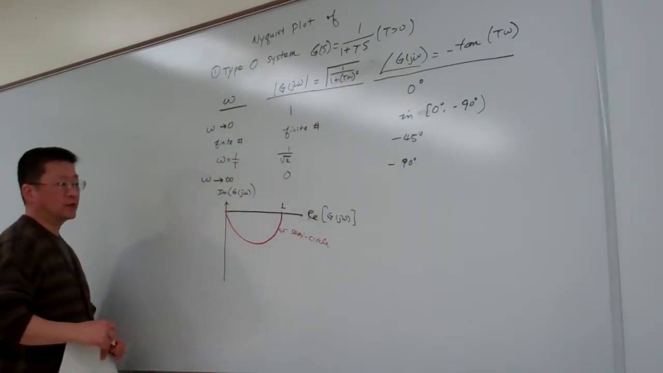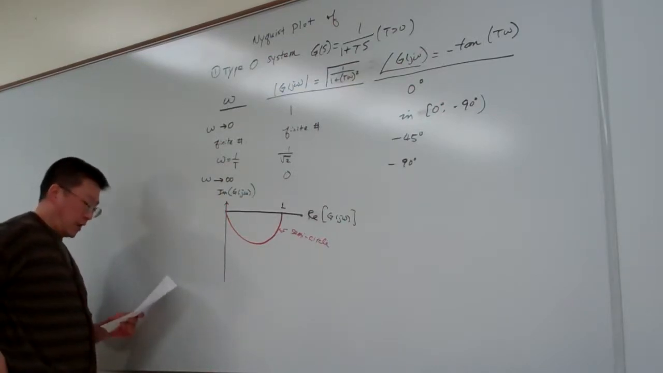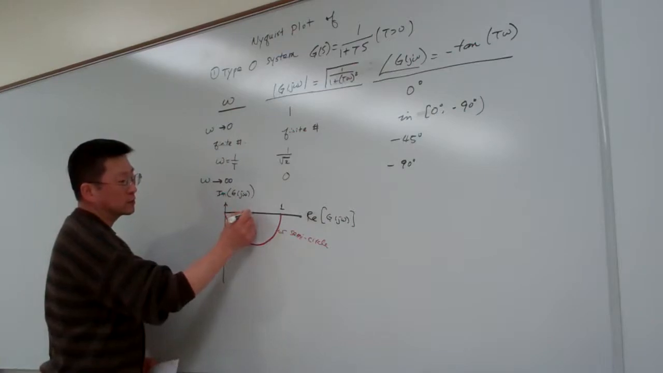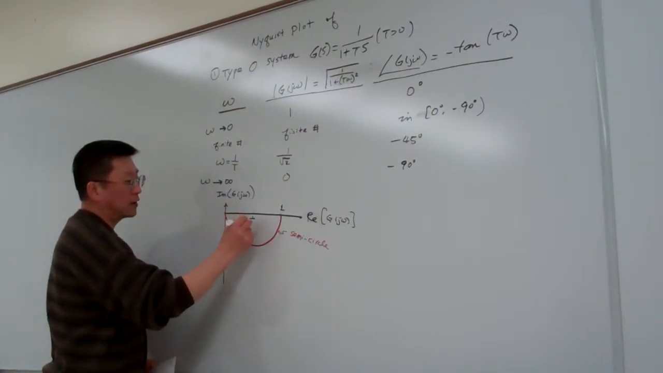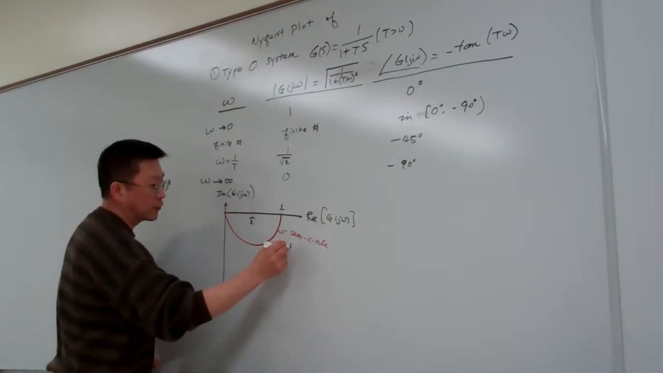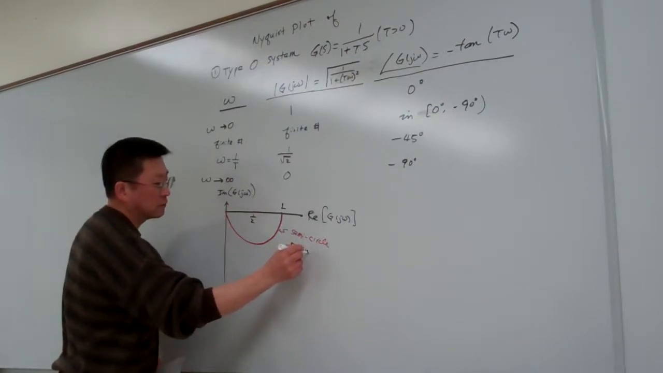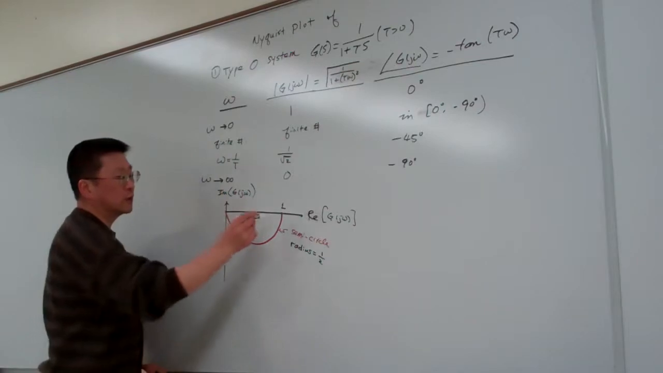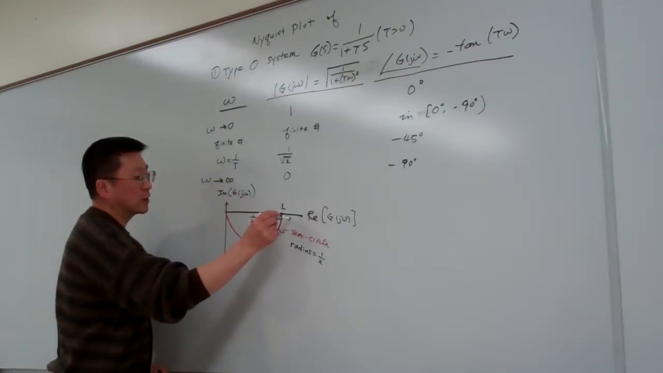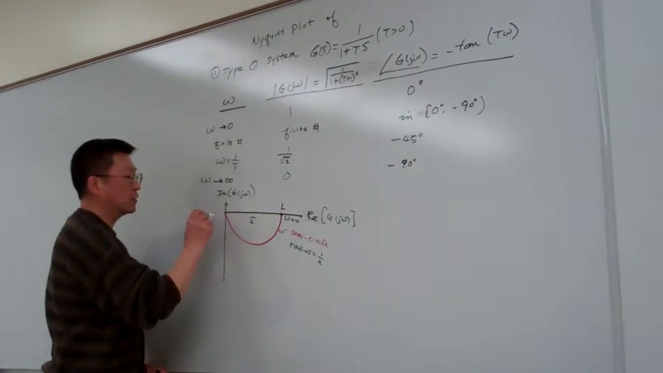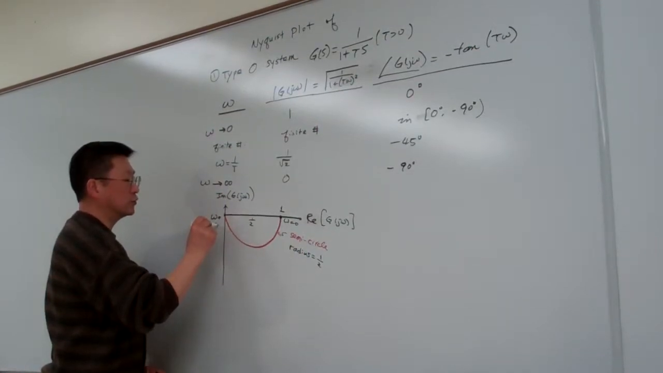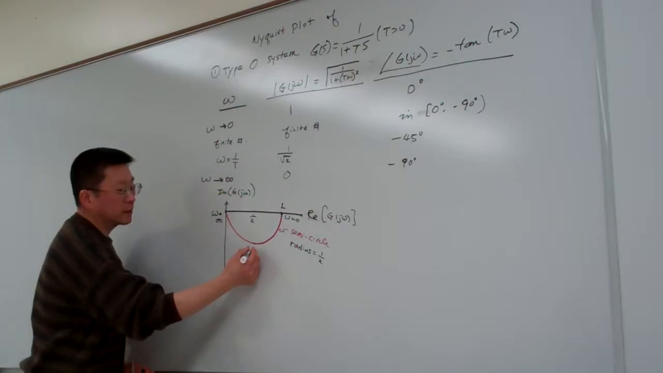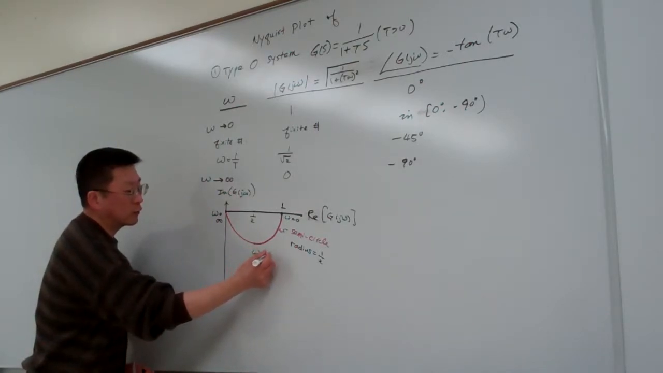This should be a semicircle, and for the semicircle, with the center at 1/2 and radius equal to 1/2. Okay, and here we can put this one. This is omega equal to 0, and from here omega approaching infinity. And at this point, minus 45 degrees is when omega equal to 1 over T.